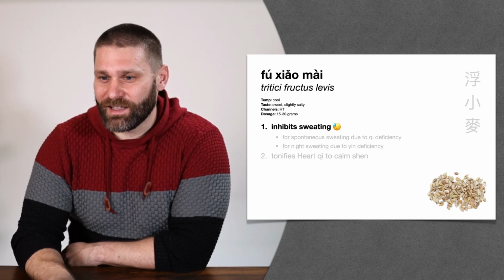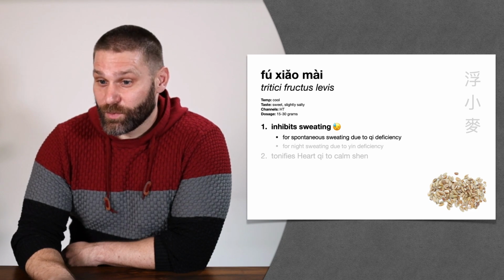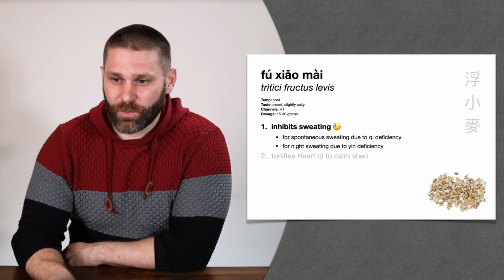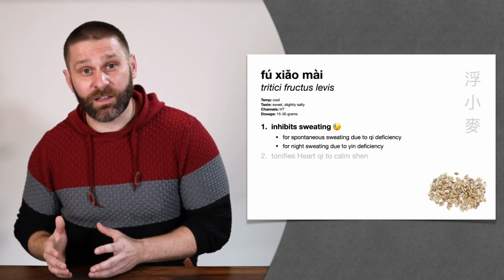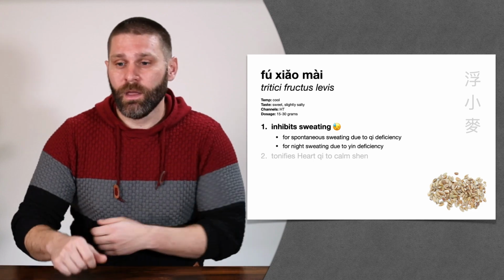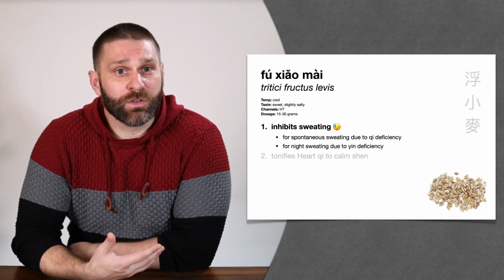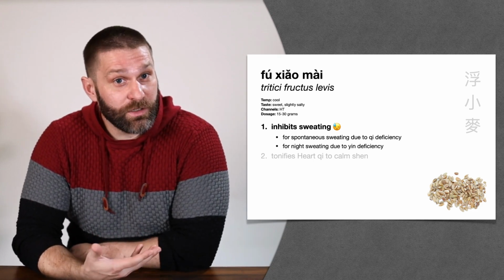So we say Fuxiaomi inhibits sweating for spontaneous sweating due to qi deficiency, or for night sweating due to yin deficiency. So again, Fuxiaomi is stopping sweating. It's either for daytime sweating or for nighttime sweating. When we're sweating during the day, it's usually due to lung qi deficiency or spleen qi deficiency.